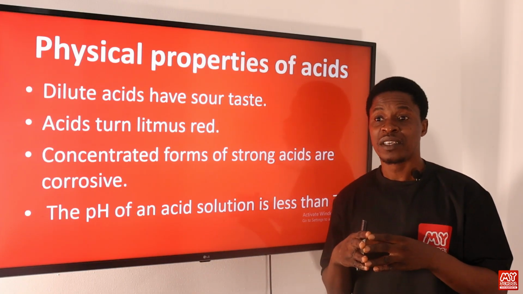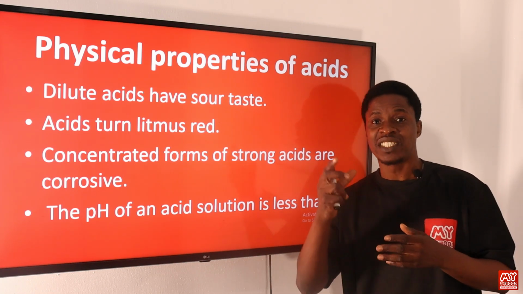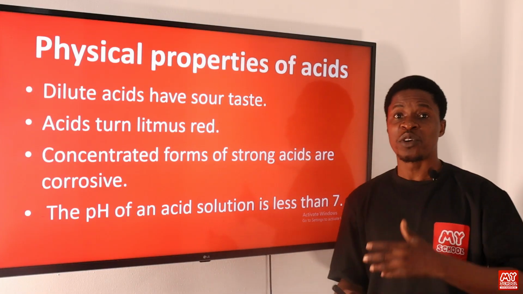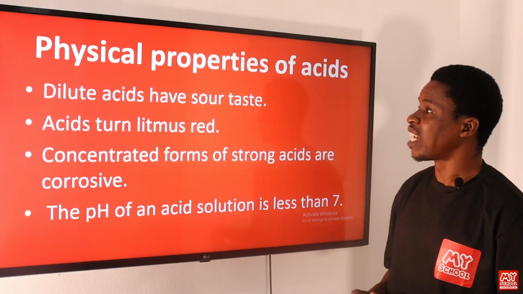How do you identify them? You have a colorless substance, HCl for instance, that is colorless. You have it in a jar, and then you have water. How do you differentiate them from each other? Or you have a solution of salt. The number one, the first physical property is what?